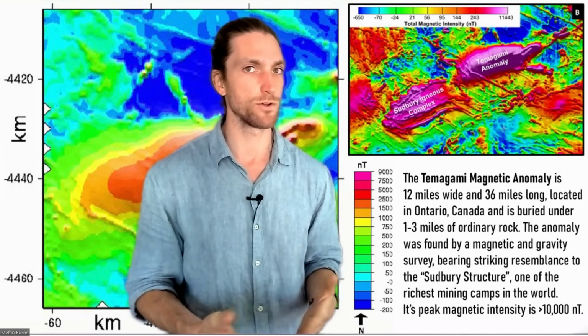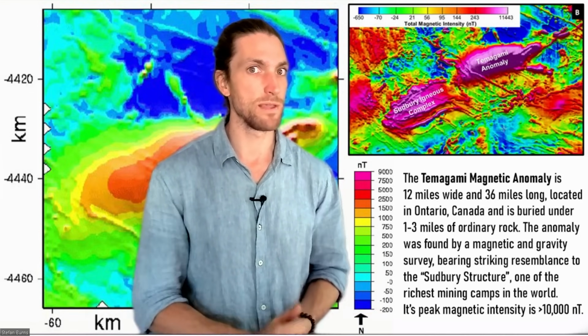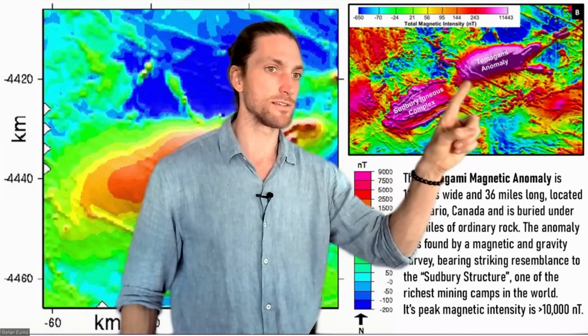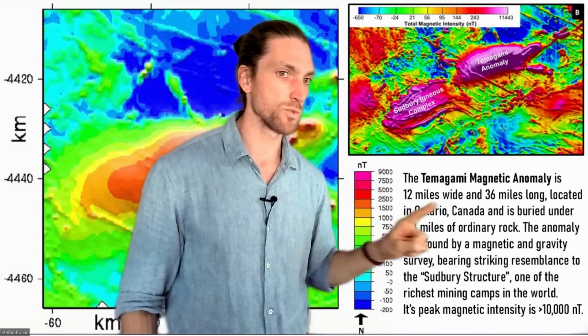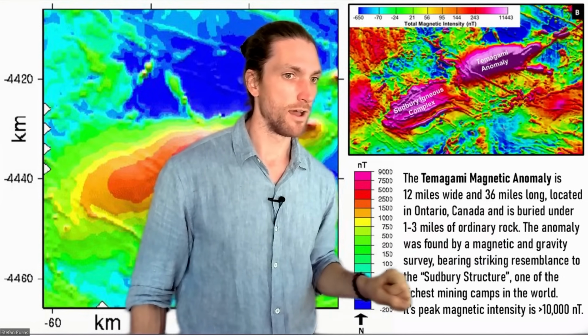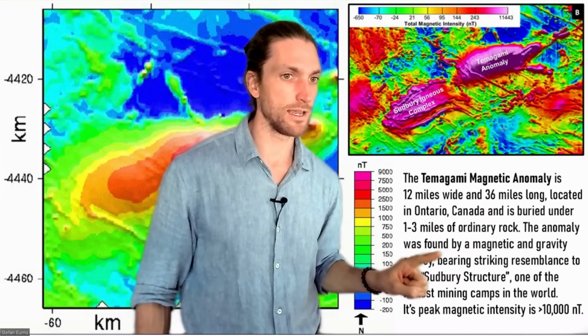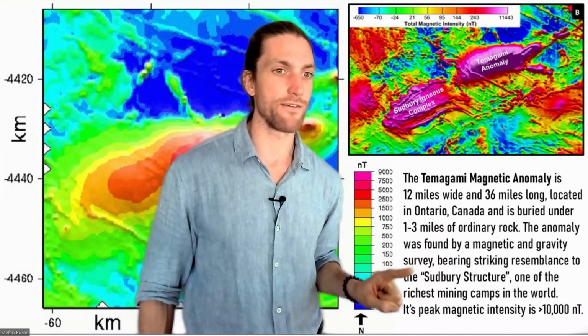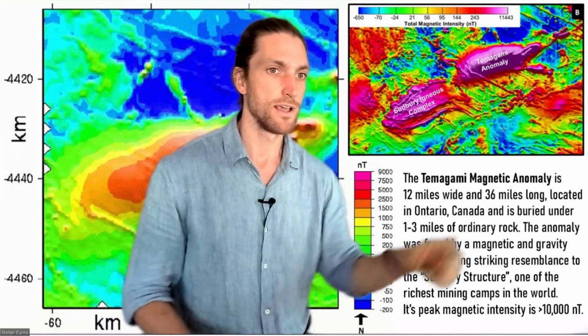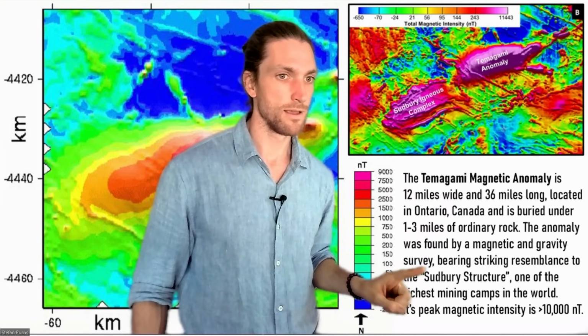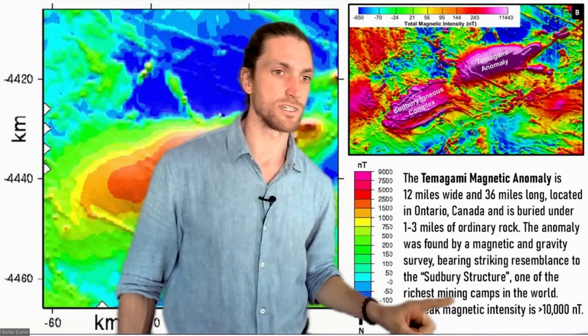So it may be difficult to mine, but a lot of people are now starting to look into this because this could be a very, very rich mineral deposit. 12 miles wide, 36 miles long, and it's an anomaly found by magnetic anti-gravity survey. So again, it's that combination of methods that really gives us confidence in the fact that this is something very, very significant geologically.